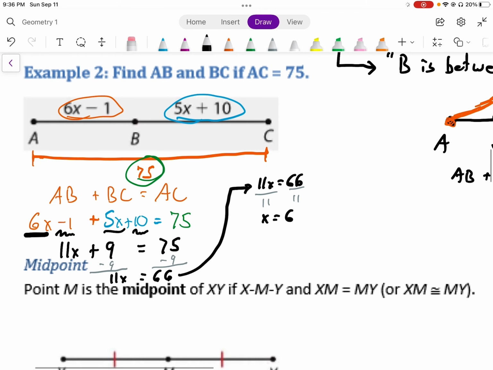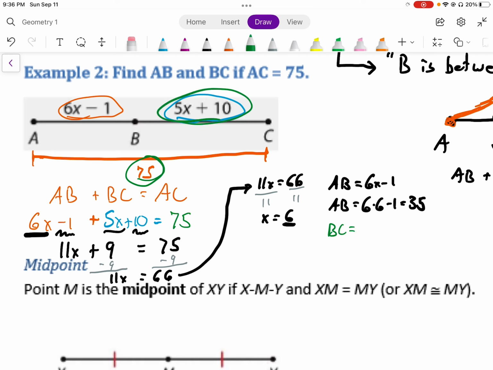And it actually says find AB and BC. So AB, well, we know AB was equal to the 6x minus 1. So we put that 6 back in there. So 6 times 6 minus 1, that's 36 minus 1 is 35. And then we're also going to find BC. BC, that was 5x plus 10. We're going to plug x in.